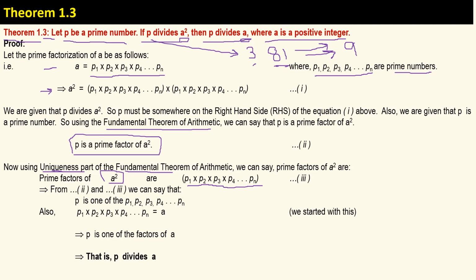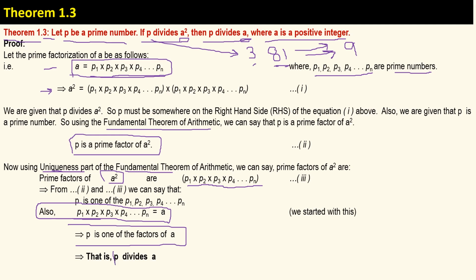And then we can also say, because that's how we started off for the proof here, that a is equal to p1, p2 and so on. So we can also say that a is equal to p1, p2, p3 and up to pn. Therefore, we can conclude from these 2 points that p is one of the factors of a, that is p divides a, where p is a prime number.